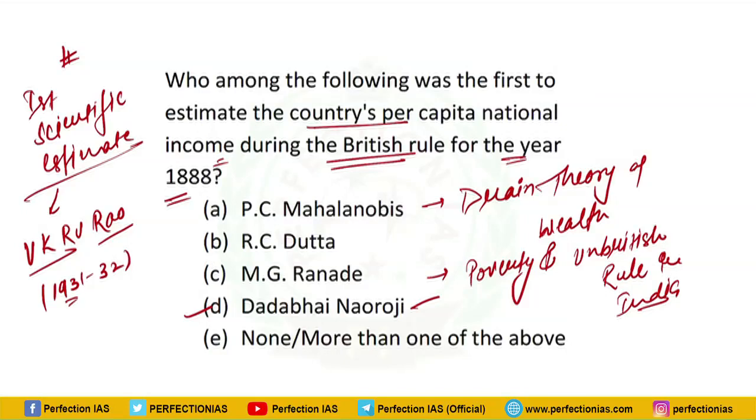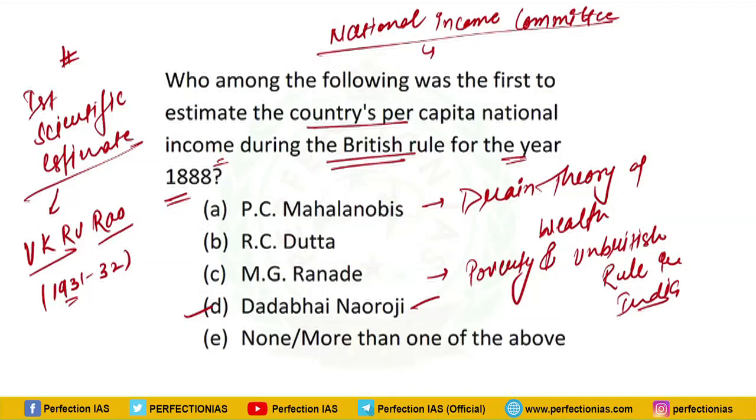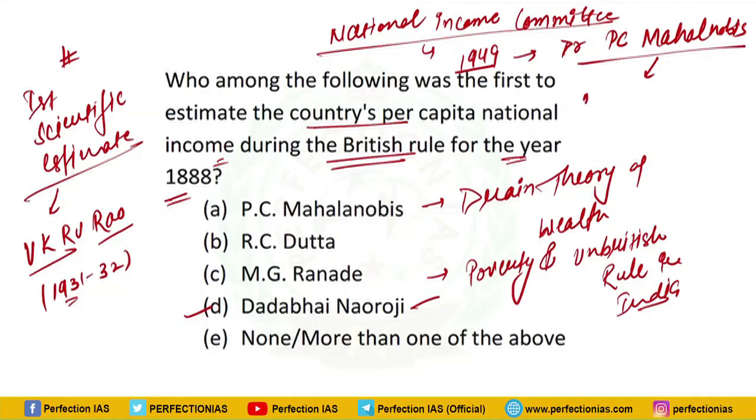Post-independence, the government set up the National Income Committee. This committee was set up in 1949, and the chairperson of this committee was Dr. P.C. Mahalanobis. Dr. Mahalanobis is also known as the father of Indian statistics, and he is also known for the second 5-year plan. The second 5-year plan was based on the Mahalanobis model, in which he focused on capital goods.